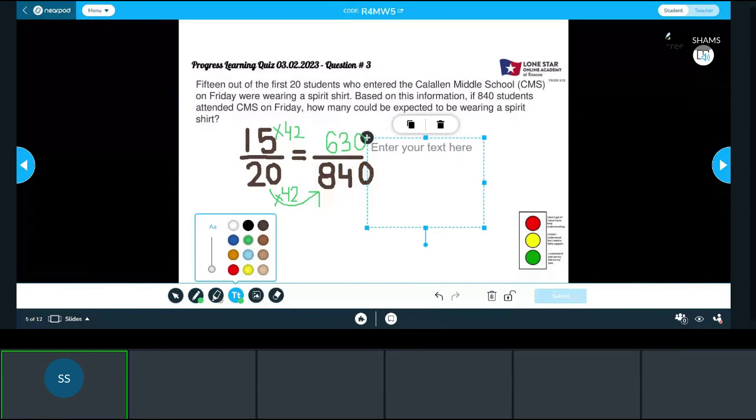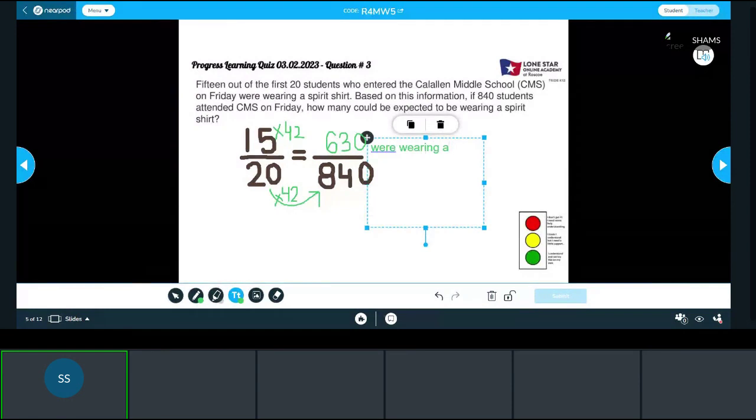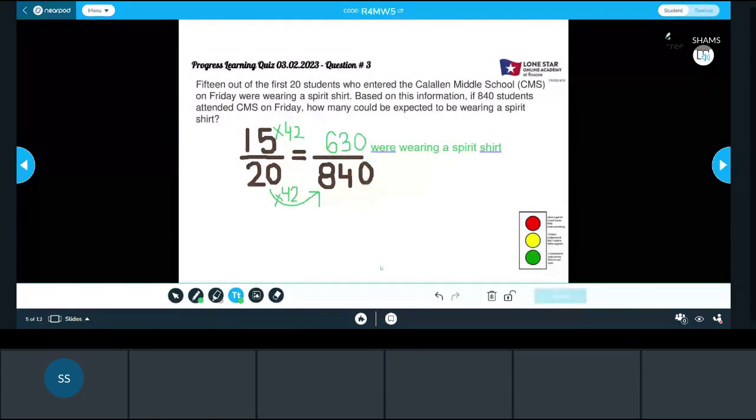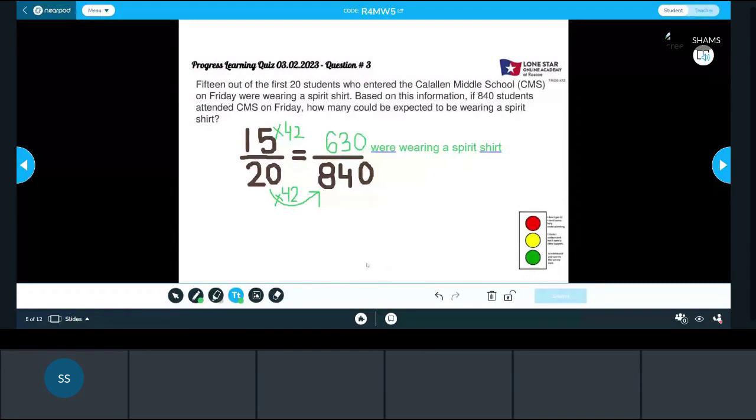were wearing a Spirit shirt, out of a total of 840. Okay? You set up what is given, that 15 out of 20 were wearing a Spirit shirt, then how many out of 840? X out of 840, so you do proportional reasoning. You make the fraction bigger by 42 times to get to a denominator of 840.